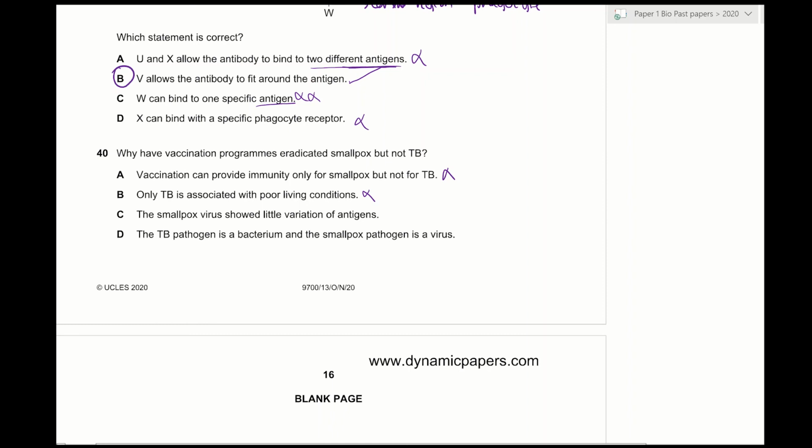C. The smallpox virus showed little variation of antigens. This is correct, and this is the reason why smallpox was almost eradicated in the first place. If the antigen remains stable for a long period of time, this means that we don't need booster vaccines. Therefore, the vaccination program is more likely to be successful if no boosters are required. Therefore, the answer is going to be C.